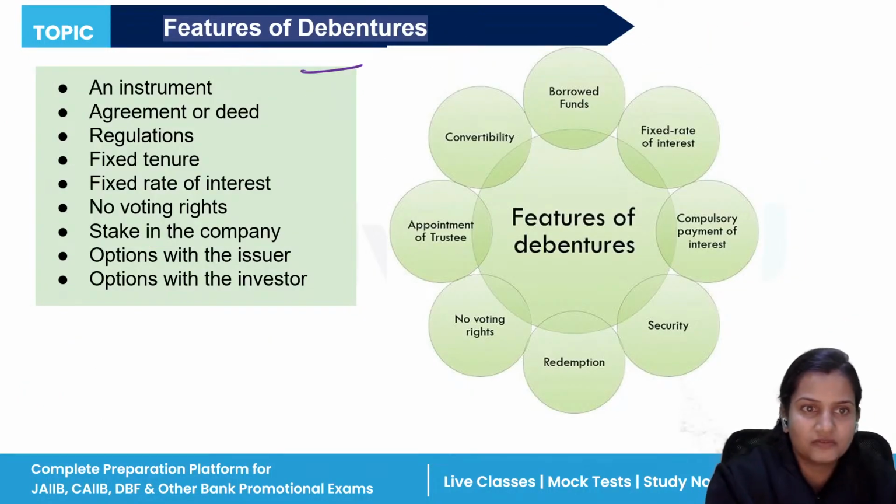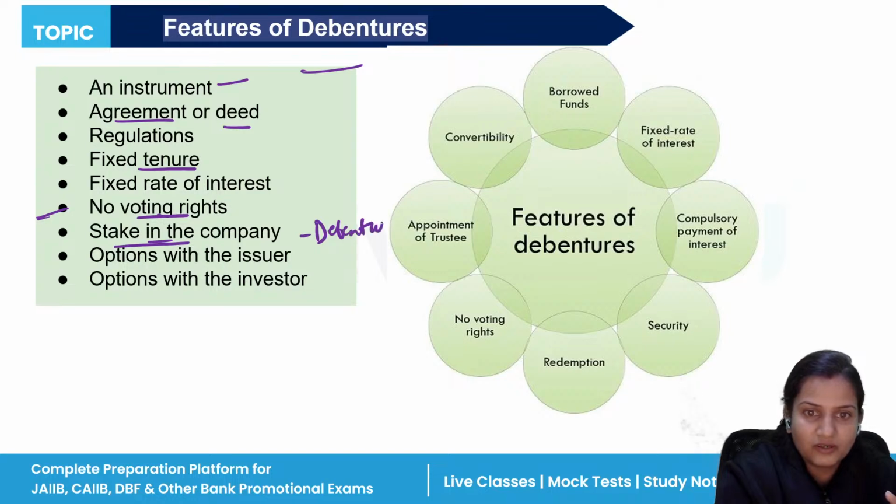Now, what are the features of a debenture? Again, it is an instrument, an agreement or deed. Everything is written on that agreement. What type of loan are you asking for, convertible or non-convertible? Then, on the borrowed funds, you will get interest; a fixed rate of interest and a fixed time period should be determined there. No voting right is given. Stake in the company, what will they become? Debenture holder. They will become what? Creditor.